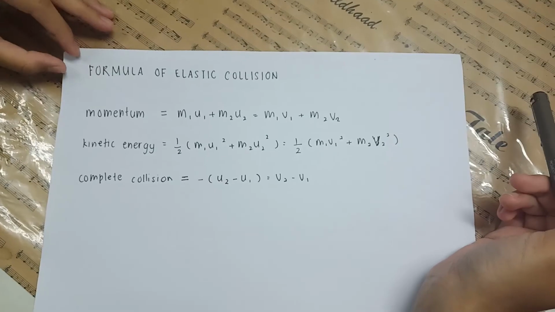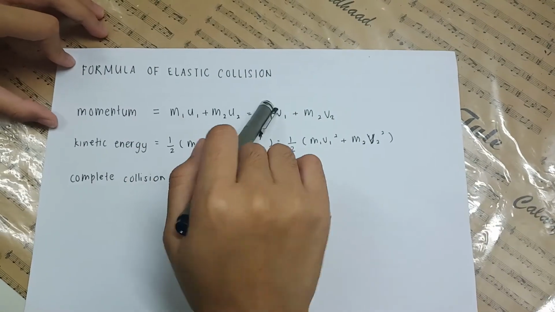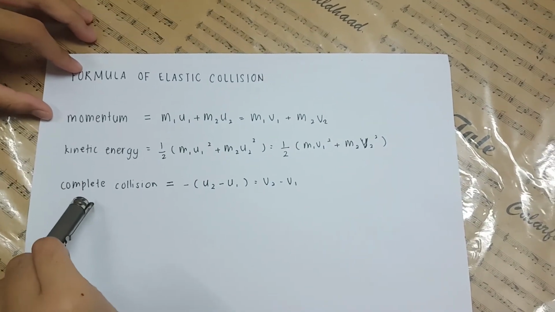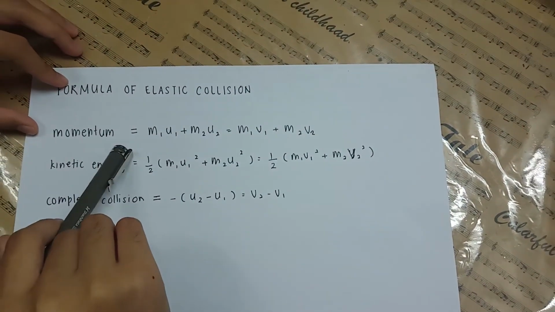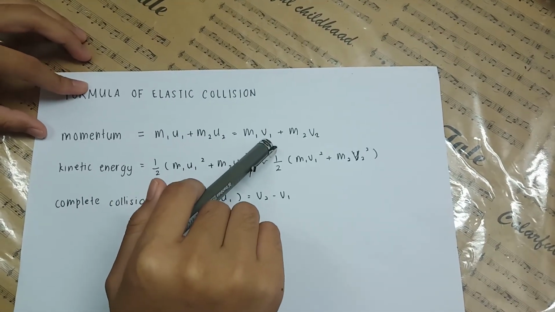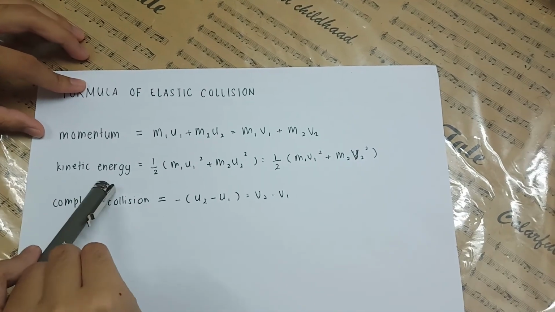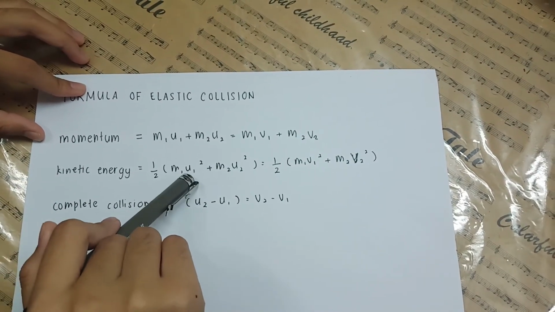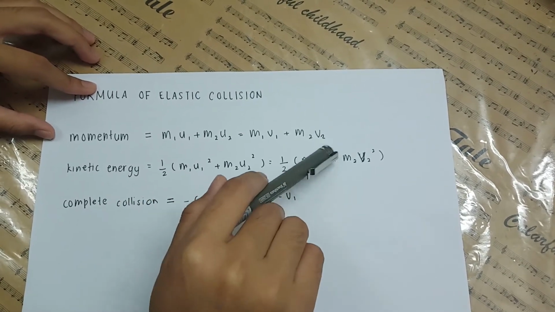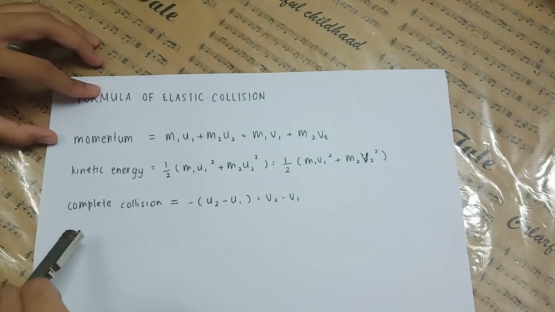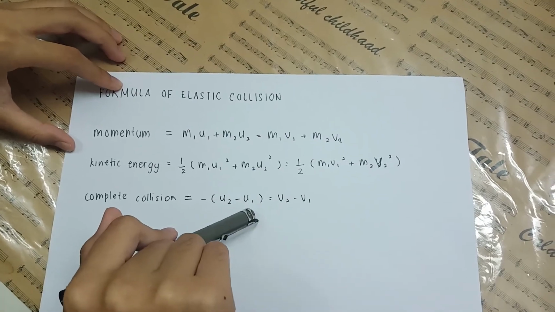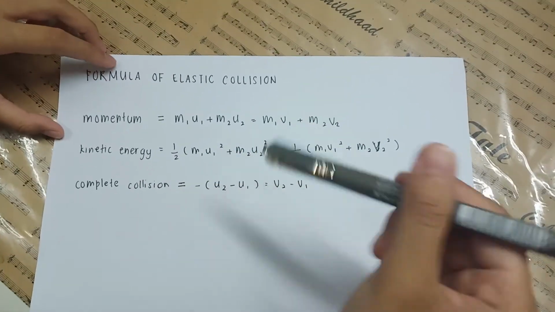Done. So here's the formula of elastic collision divided into three, which is momentum, kinetic energy, and complete collision. For the momentum, the formula is m1u1 plus m2u2 equals m1v1 plus m2v2. For the kinetic energy, 1 over 2 m1u1 squared plus m2u2 squared equals 1 over 2 m1v1 squared plus m2v2 squared. For the complete collision, negative (u2 minus u1) equals v2 minus v1.